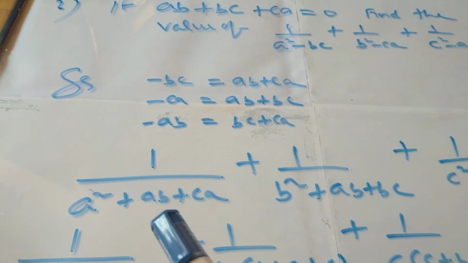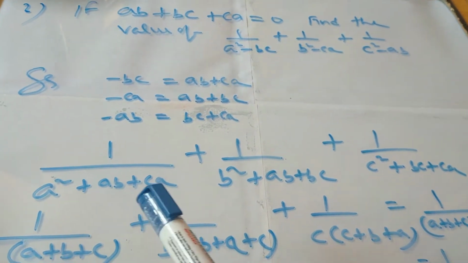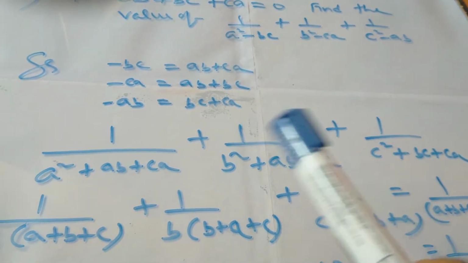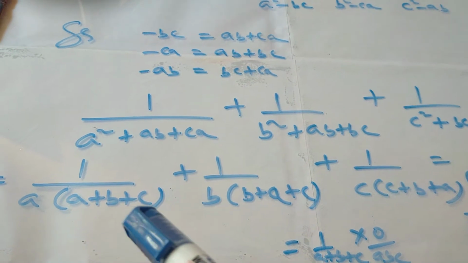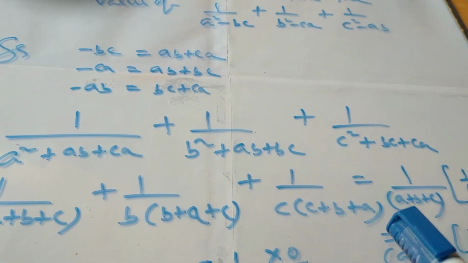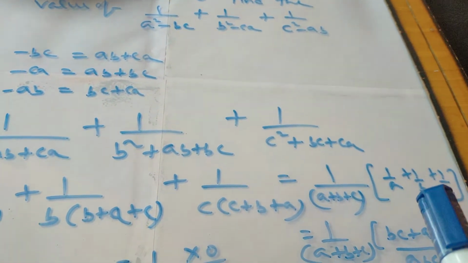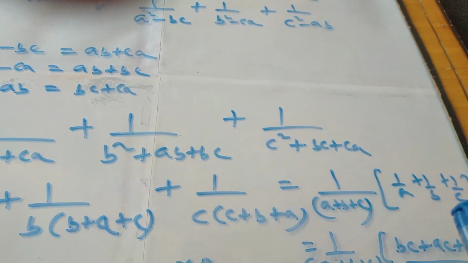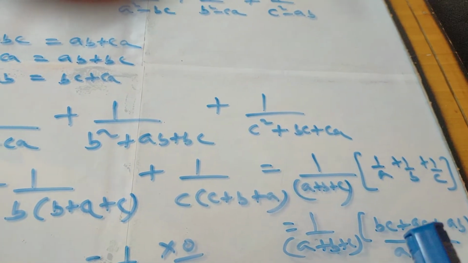I got something like this. You see. Now what is the speciality in this part? Here A common, here B common, here C common. So I've taken A common, B common, C common. Now you see overall A plus B plus C is here, A plus B plus C is here also, A plus B plus C is here. So 1 upon A plus B plus C I have taken common, and in the bracket 1 by A, 1 by B and 1 by C will remain over here. Now you take the LCM of A, B, C, it will be BC plus AC plus AB, and it is the same as the given part.